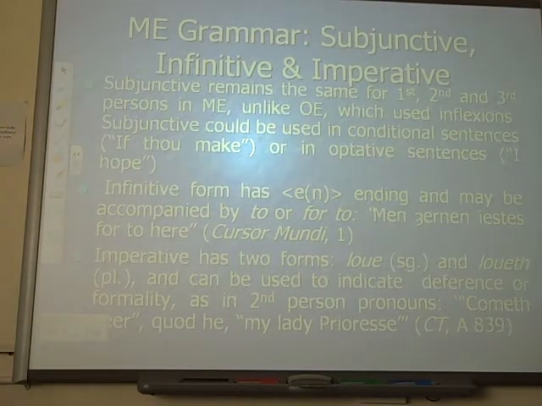The infinitive, just close this door. And it will open, yeah, there we go.